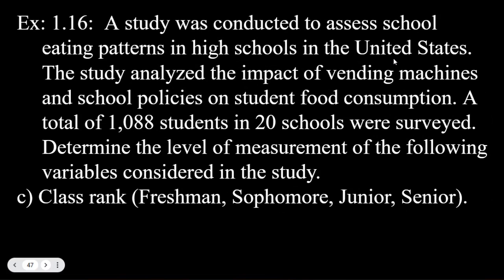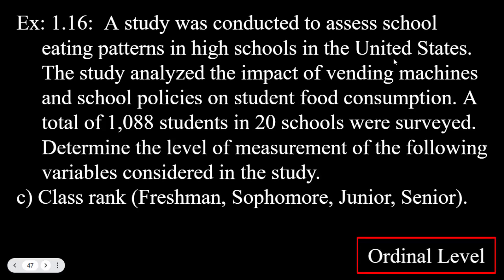Letter C, class rank. So your class rank or your class grade, your freshman, sophomore, junior, or senior. This is naming the data, but also notice there is an implicit order to them. Freshman means 9th grade, sophomore means 10th grade, junior means 11th grade, senior means 12th grade. So with this one, you're getting not just the label, but you're also getting an order or a ranking, and that is the ordinal level of measurement.